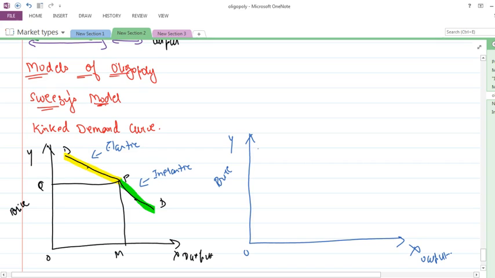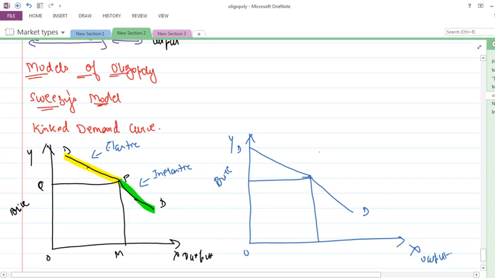Sorry, let's draw it again. This is the demand curve and this is the kink in it. At this level the price gets determined. This is the DD curve. Here we find that there is a gap in the marginal revenue curve, and the length of the gap depends on the level of elasticities that are there.